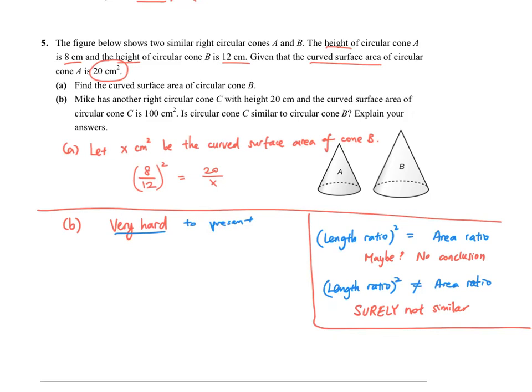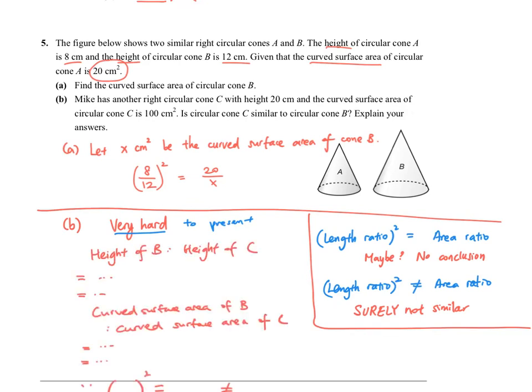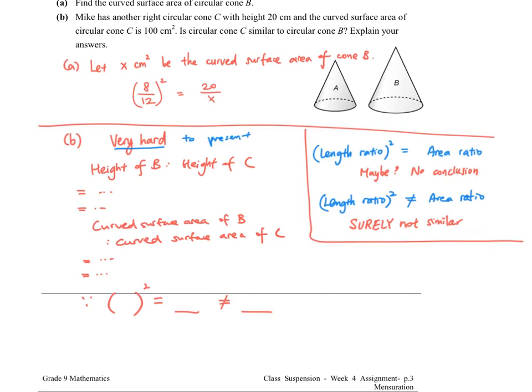So look at part B. It is quite hard to present. How do you write the things? You have to write everything using words precisely. It means that you have to write a lot of words here. You have to write height of B to height of C, and then you calculate something, and then you calculate curved surface area of B, curved surface area of C, you calculate another ratio. So please don't mind writing so many words. You have to because you have no other ways.